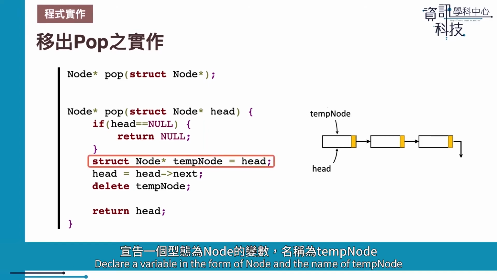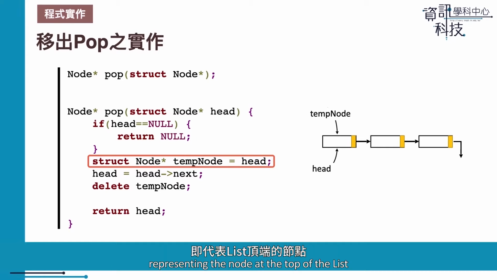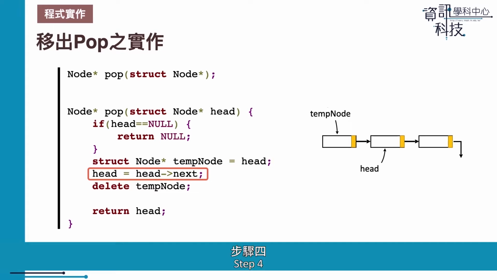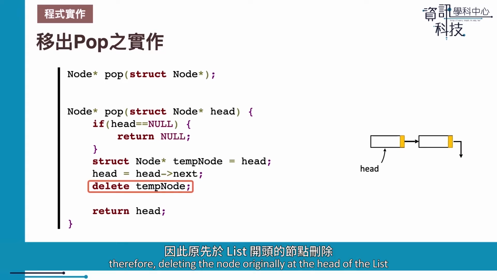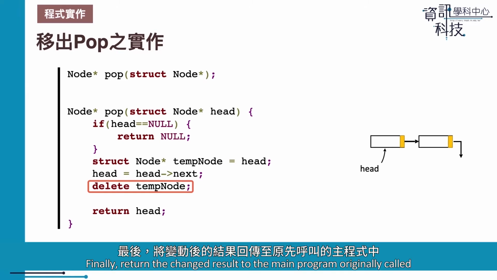Step 2. Declare a variable in the form of node and the name of temp node, and assign it as the head currently passed into the function, representing the node at the top of the list. Step 3. Set head as the position of the next node originally pointed to. Step 4. Delete temp node, as the head has been set to relocate to the next node in the list. Therefore, deleting the node originally at the head of the list means removing the node at the top. Finally, return the changed result to the main program originally called.